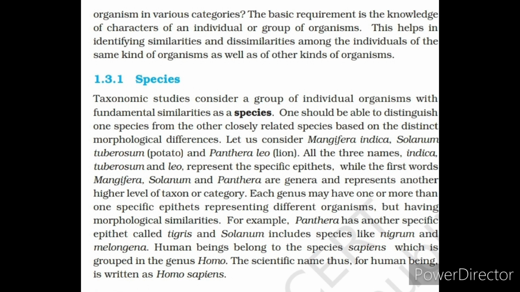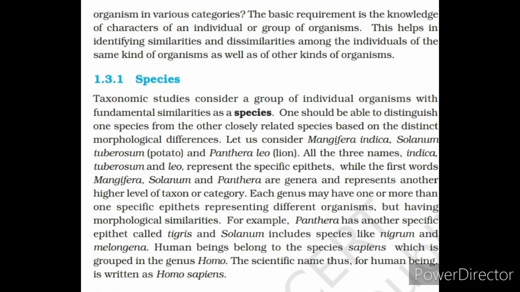Species. Taxonomic studies consider a group of individual organisms with fundamental similarities as a species. One should be able to distinguish one species from the other closely related species based on the distinct morphological differences. Let us consider Mangifera indica, Solanum tuberosum, potato, and Panthera leo, lion. All the 3 names, indica, tuberosum, and leo, represent the specific epithets, while the first words Mangifera, Solanum and Panthera are genera and represent another higher level of taxon or category.